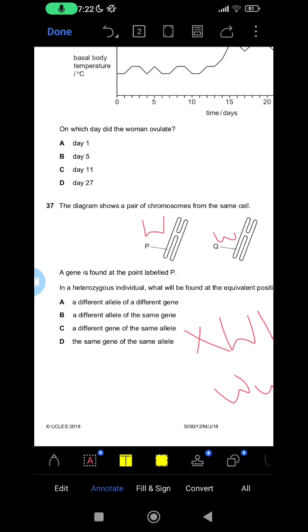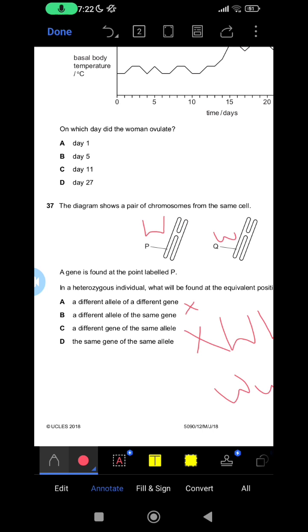So let's look at the options. A different allele of a different gene. This is incorrect. The gene is the same. A different allele of the same gene. Yes, this is correct. A different gene, no. Same gene of a same allele, no. This is a different allele.